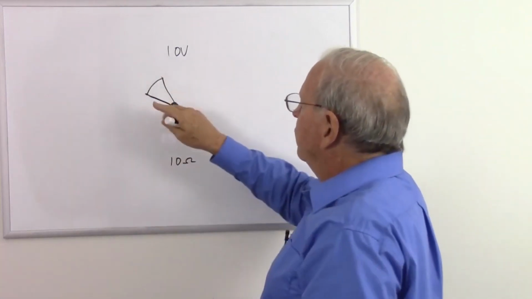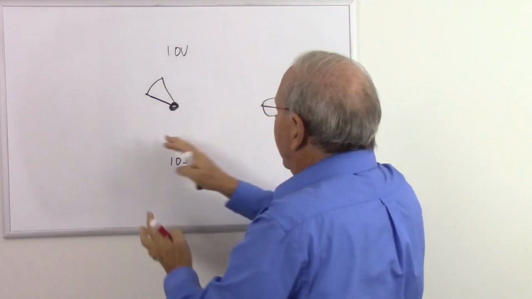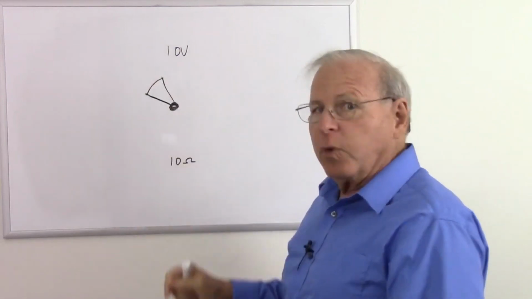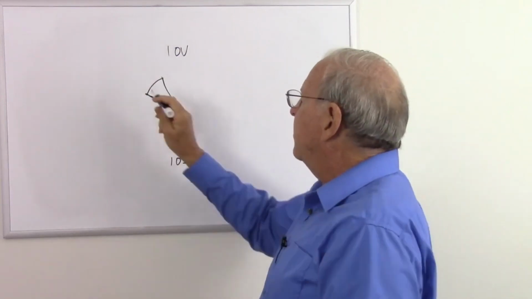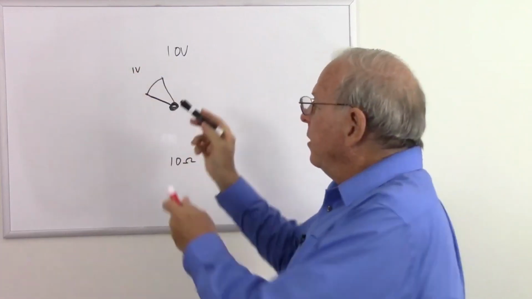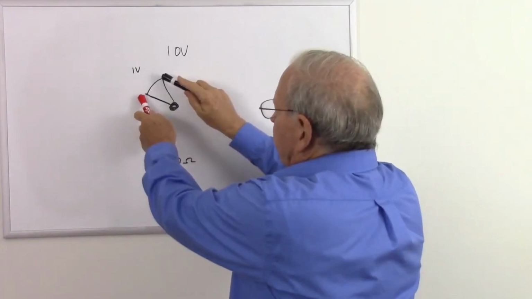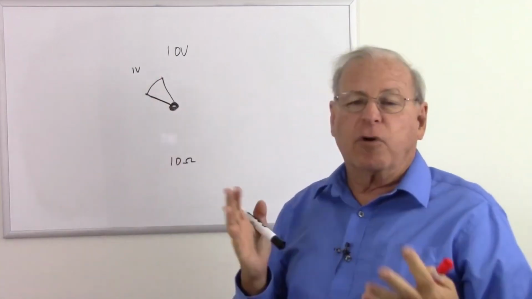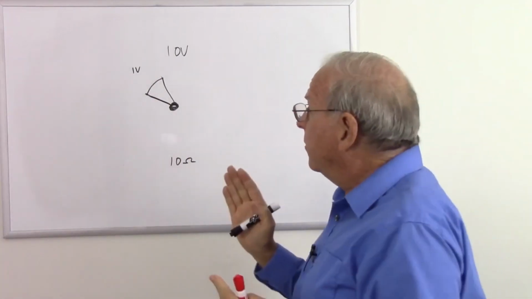At this point, it's inducing 10 volts in this entire circle, but this is only 1/10 of the circle, so I expect that to have about 1 volt in it. Can I put a voltmeter in there and measure that? Well, I just said I can't. I can put a voltmeter there, I'm still going to measure 0 volts, and I'll explain why in a moment.